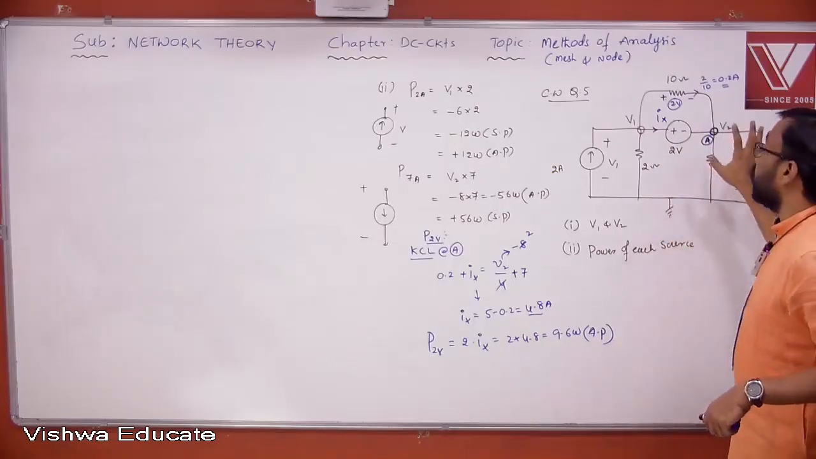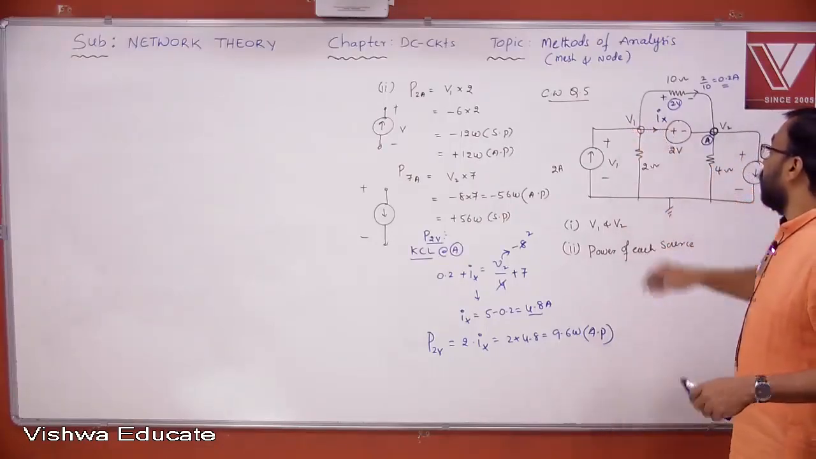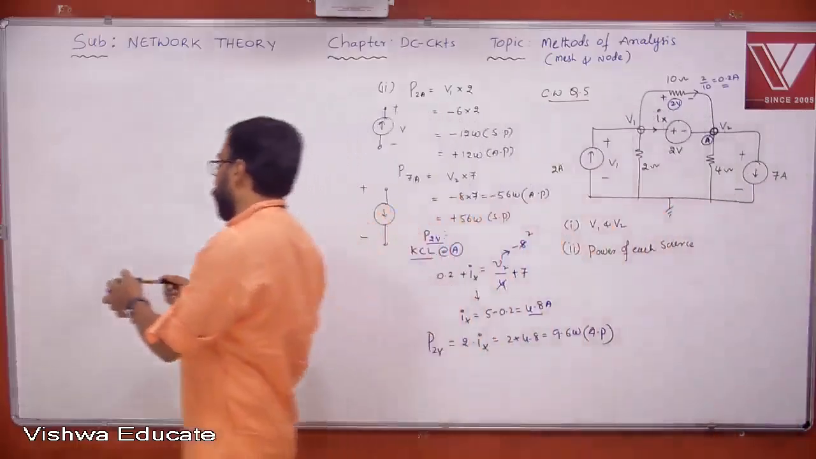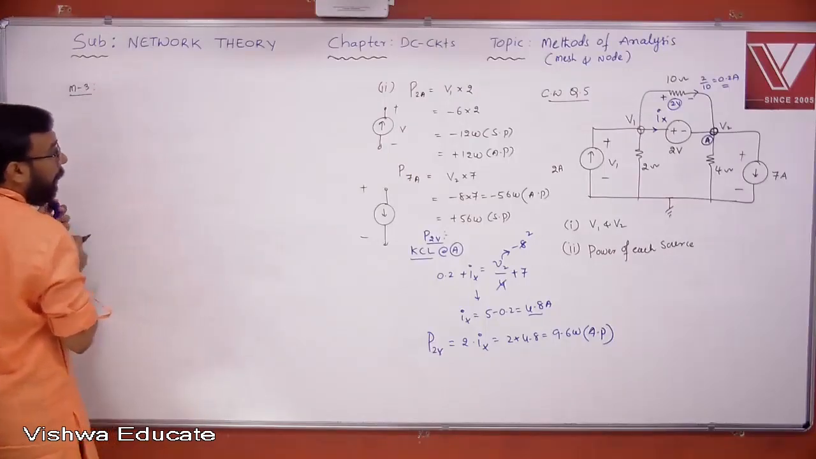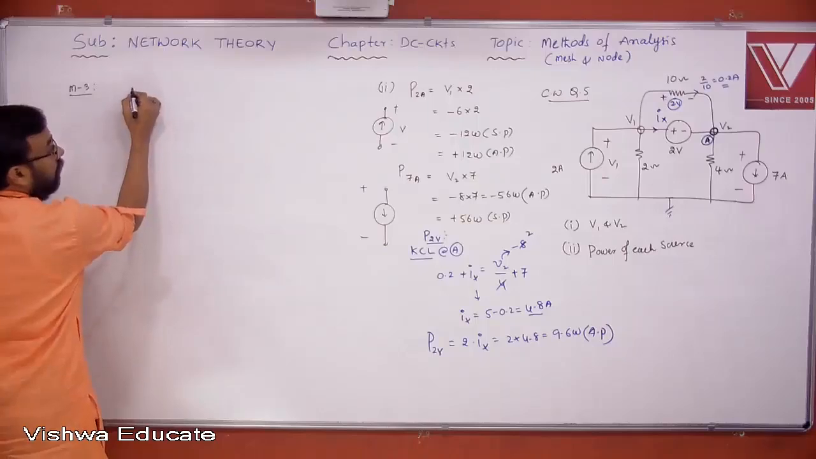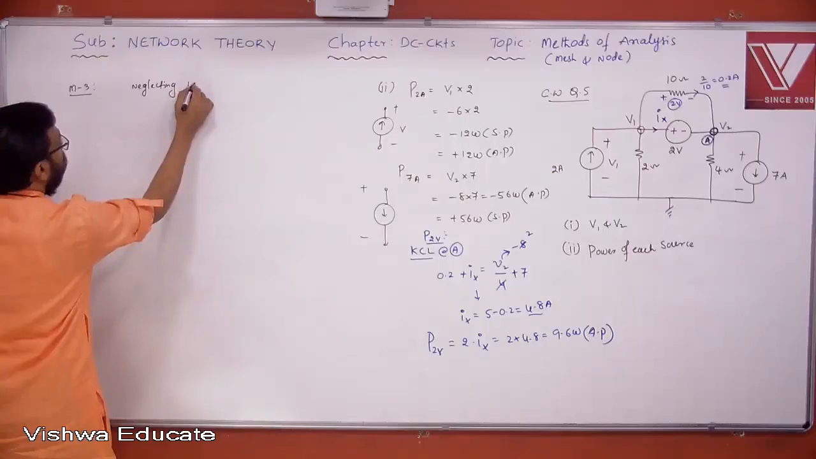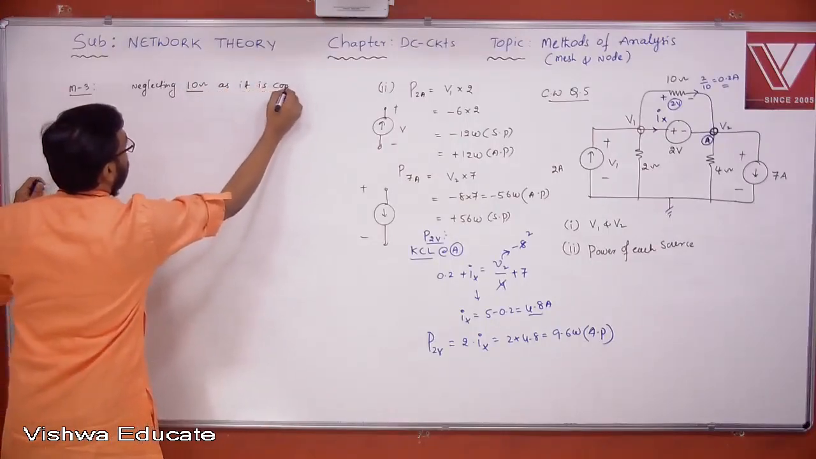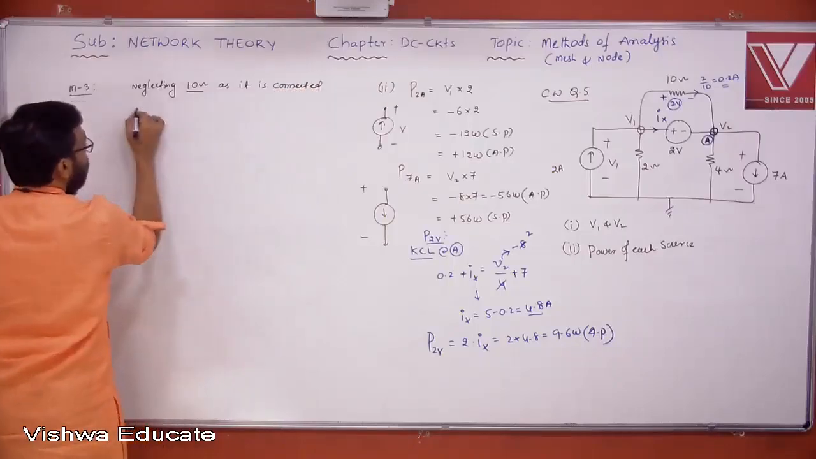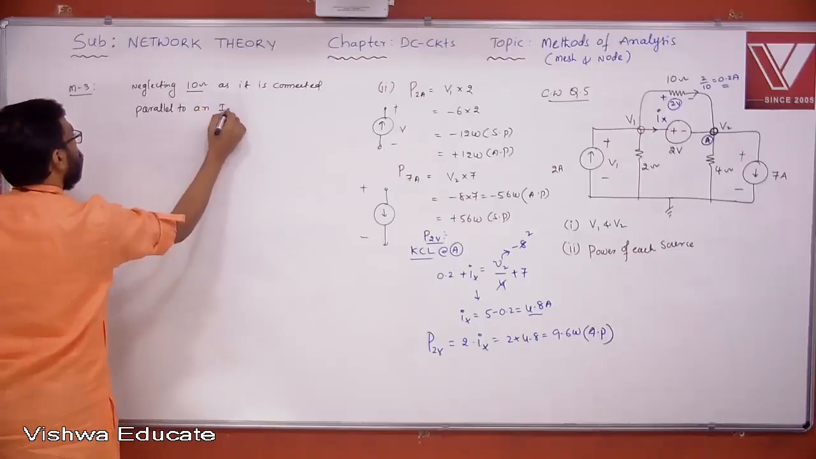I think you don't need to solve this network with two equations. You can solve with only one equation. V1 let us take. Please write down here: Method 3. What is that? Neglecting the 10 ohm resistor as it is connected parallel to an ideal voltage source.